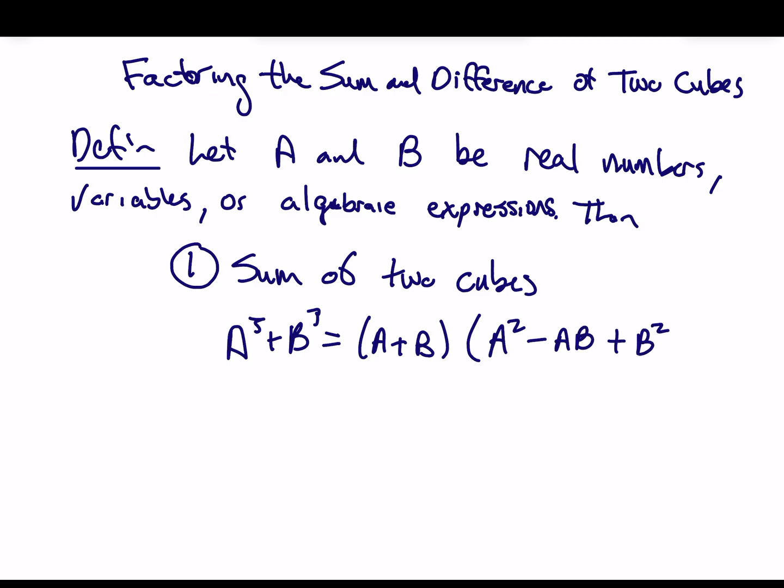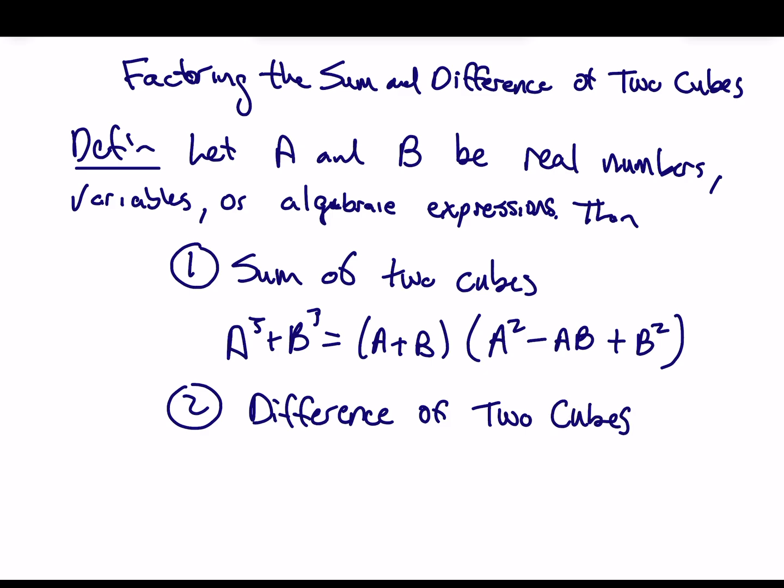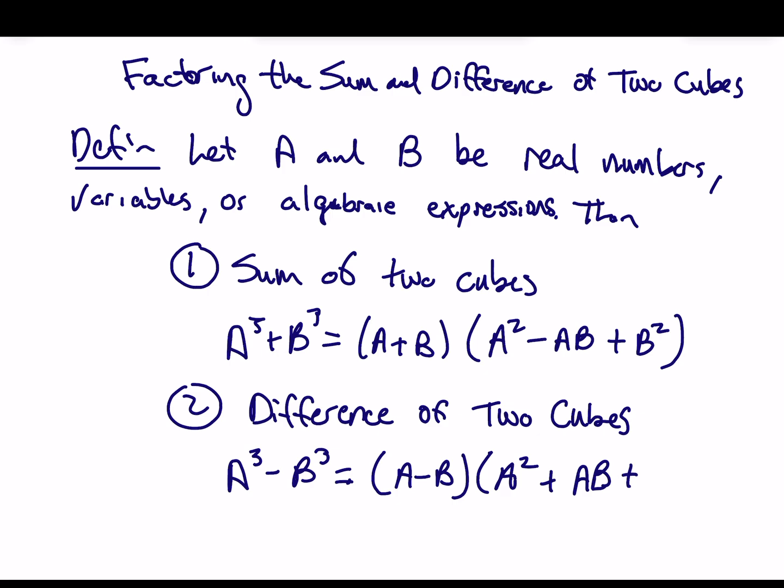and we can get the difference of two cubes, and that is a cubed minus b cubed, which simplifies to a minus b times the quantity a squared plus ab plus b squared.